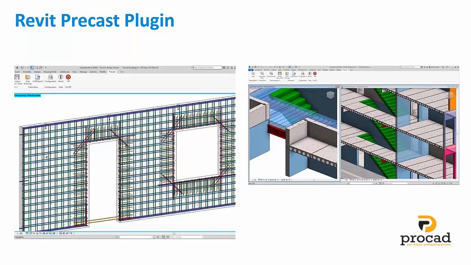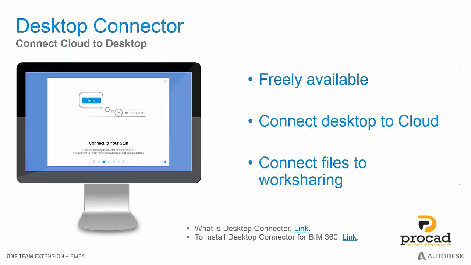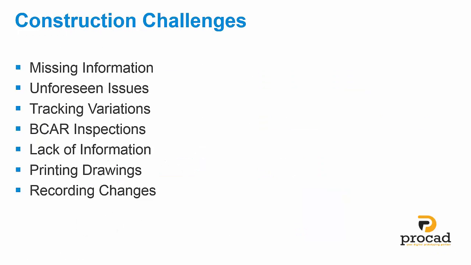And then also we have the Desktop Connector. So this allows you to connect to your files on your Windows Explorer within your own machine. This automatically connects to your BIM 360 files, so you can retrieve them and you can work on them directly from the cloud as well within your Windows Explorer, the same method that you might search for files on a project or a network server. So then moving on to the construction challenges as well, and looking at the construction process.